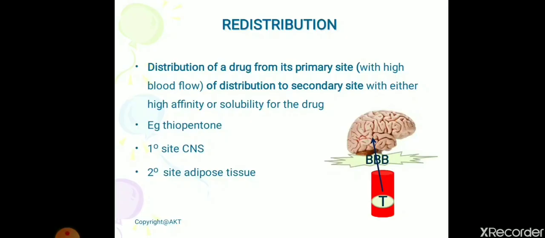But the general anesthesia will be produced only for a few minutes. The general anesthesia is maintained only for 8 minutes in the case of thiopentone. The reason is redistribution. The drug is rapidly redistributed from the brain into the adipose tissue, so the drug is no longer available in the brain. The depression in the brain is recovered, and the patient will recover from the general anesthesia within 8 minutes after giving thiopentone. This is one reason why thiopentone is a very short acting, or ultra short acting, general anesthetic.